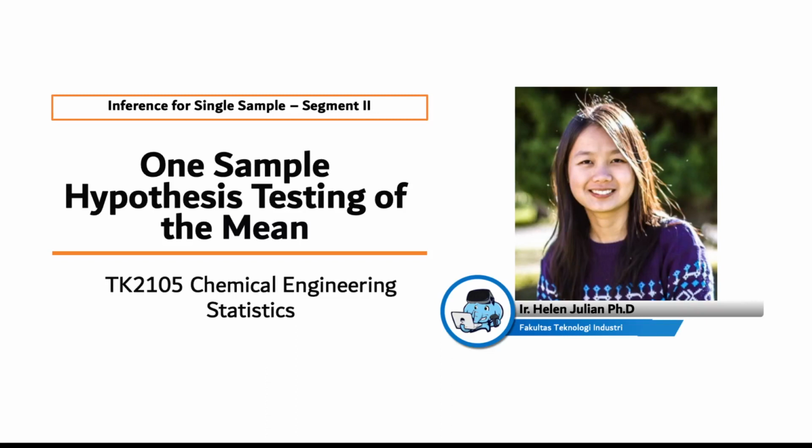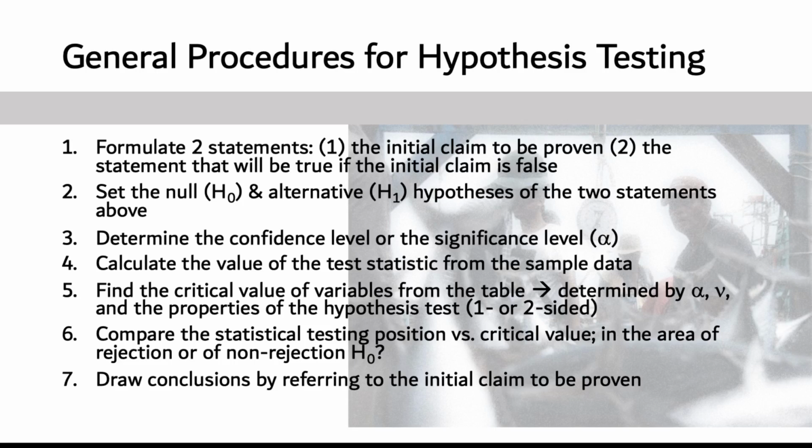Now, we will learn how to make one sample hypothesis testing of the mean. In general, the procedure for hypothesis testing is as follows. First, we have to formulate two statements. One is the initial claim to be proven, and two is the statement that will be true if the initial claim is false. That's what we know as H0 and H1. Then the statements should be converted to mathematical statements, and that's when we have the H0 and H1.